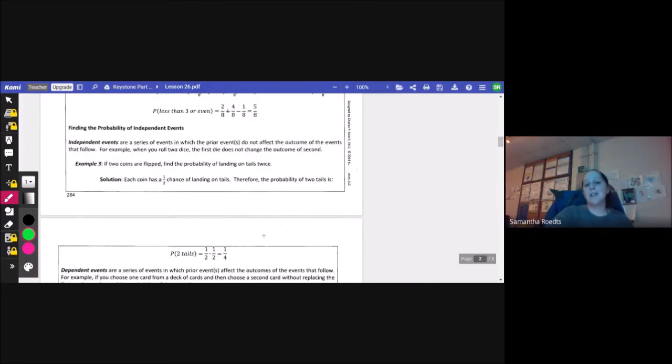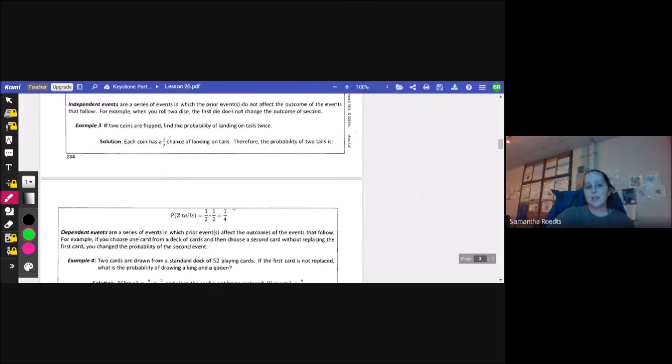Finding the probability of independent events. Independent events are a series of events in which the prior event or events do not affect the outcome of the events that follow. For example, when you roll 2 dice, the first die does not change the outcome of the second die. So example 3, if 2 coins are flipped, I find the probability of landing on tails twice. Since each coin has a 1/2 chance of landing on tails, the probability of 2 tails is 1/2 times 1/2, or 1/4.